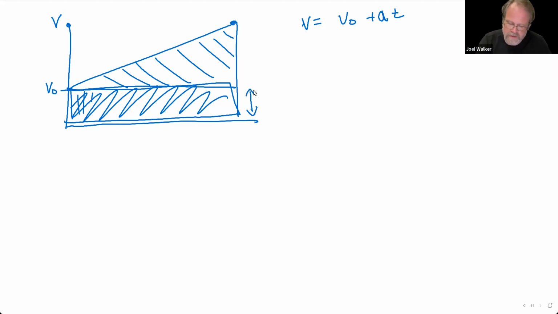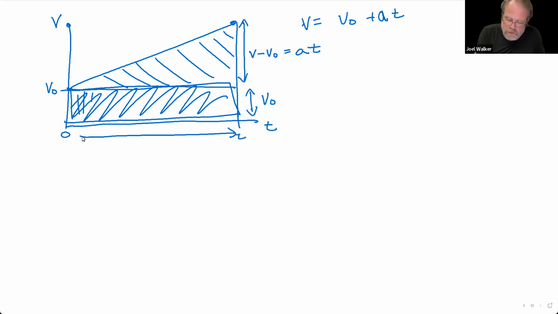What is this distance? Well, that's the initial velocity from 0 to v naught is the height of that. What's this height? Well, that height is v minus v naught, but we know that v minus v naught can also be written as at. What's the width of the graph? This is time from 0 to t. So the width of the graph is t.